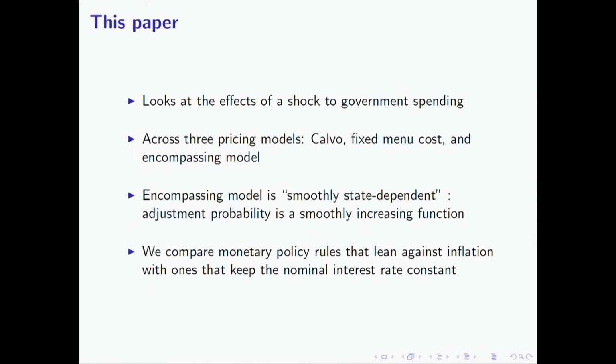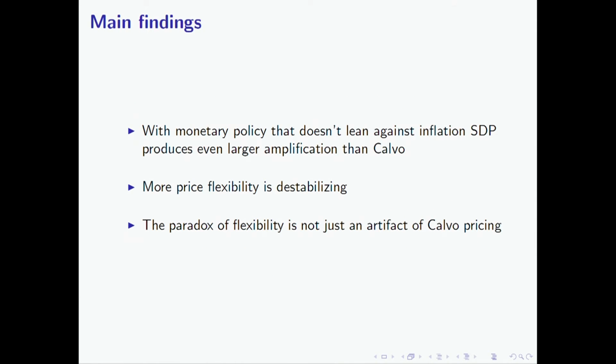So what do we find? We find that with monetary policy that doesn't lean against inflation, state-dependent pricing produces even larger amplification than the Calvo model. So in that sense, more price flexibility is destabilizing, and the paradox of flexibility is not just an artifact of Calvo pricing.